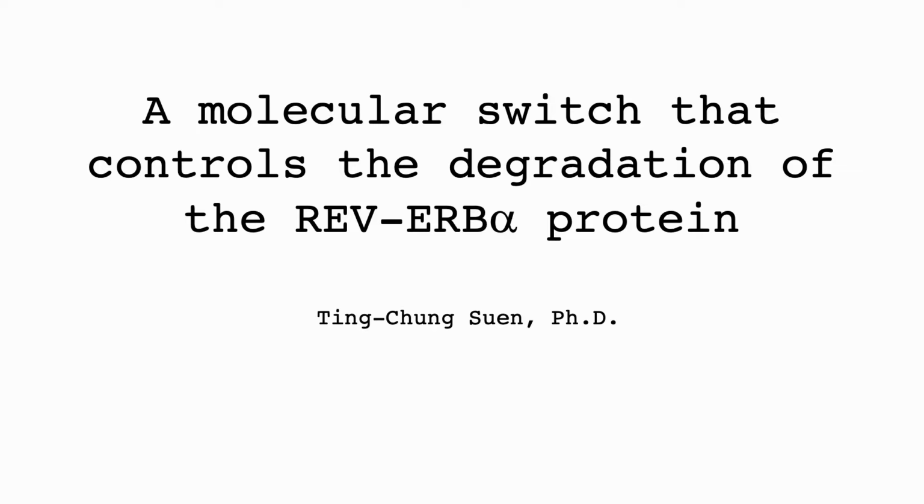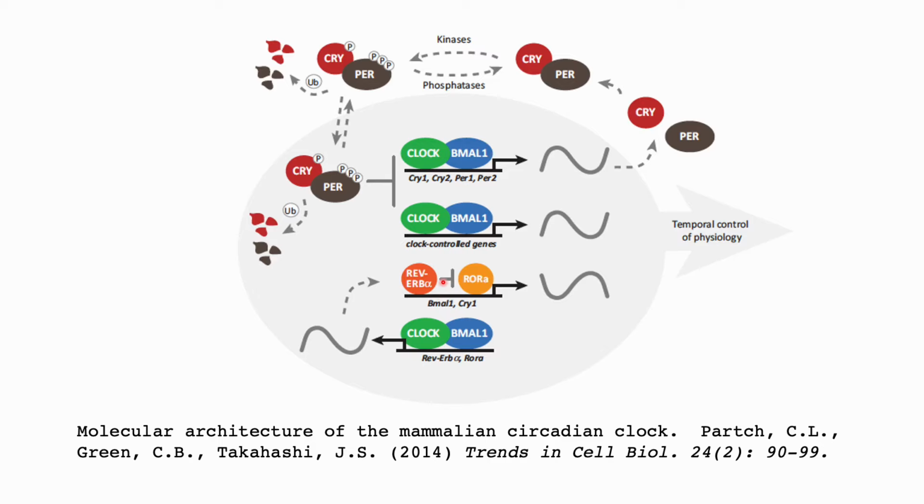This study tried to understand how degradation of Webhub Alpha protein is controlled. Webhub Alpha is the transcriptional repressor that functions as a negative feedback onto the major clock proteins CLOCK and BMAL, which ultimately drives activity and physiology of an animal in a circadian manner.